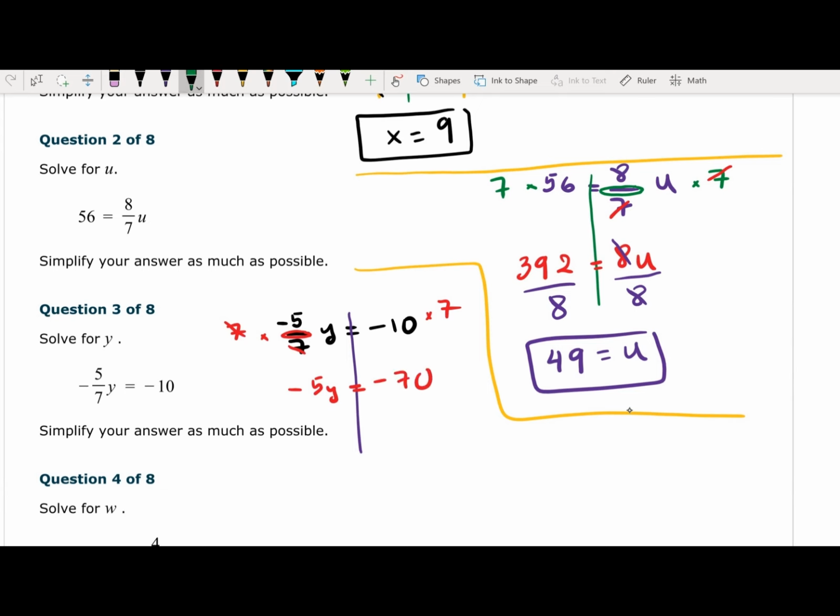And then to get rid of negative 5 so that you can isolate the y, you're going to divide by negative 5 on both sides. Y equal to negative over negative is positive. 70 divided by 5 will give you 14. So y equal to 14 is our final answer.